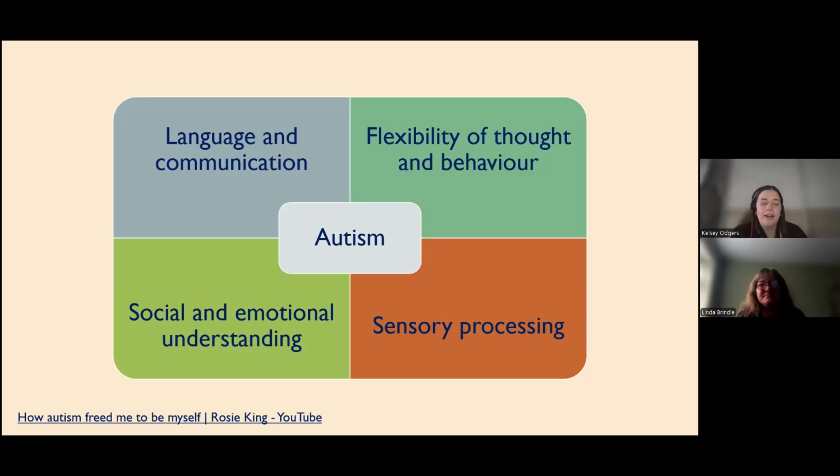When we think about the diagnostic criteria for autism, we focus on these four areas we see here on the slide. But it's really important to remember that each individual autistic child is unique and they'll vary in aspects of these four areas, and which areas might be strengths for them and which might be more difficult.